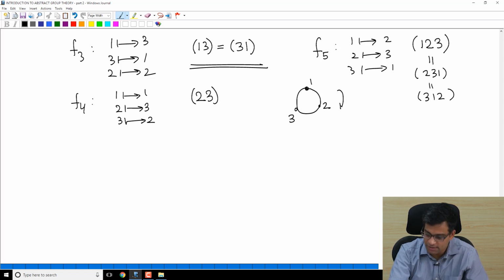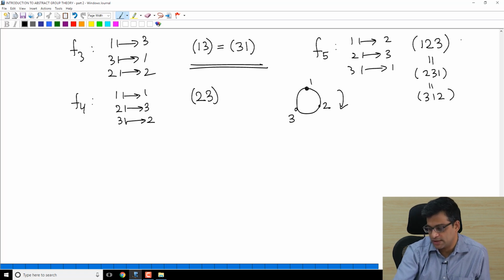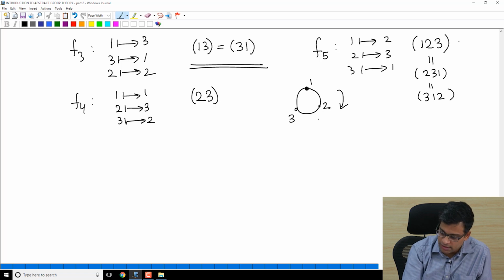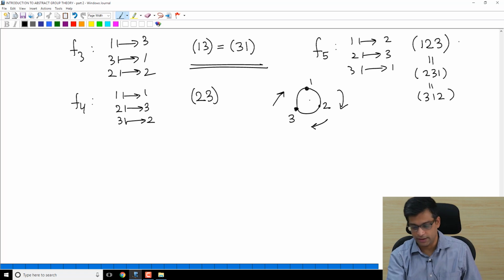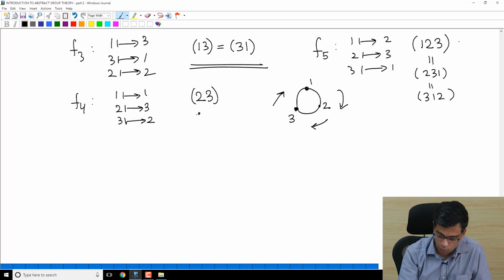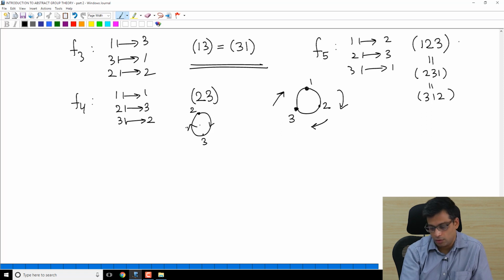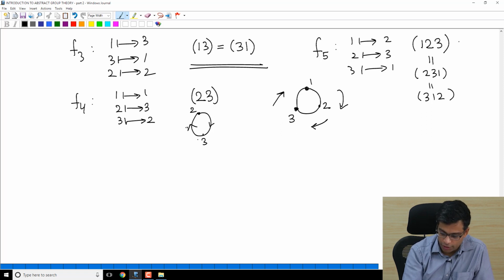So this is 1 2 3. If you go clockwise, 1 2 3. It doesn't matter where you start. If you start at 1, you have this description. If you start with 2, you have this description. But it's important to traverse these things in the correct order. If you go clockwise, 2 3 1, or you can start at 3, 3 1 2. So that's this cycle. Here it is 2 and 3, and you traverse in clockwise order. So 2 3 or 3 2.